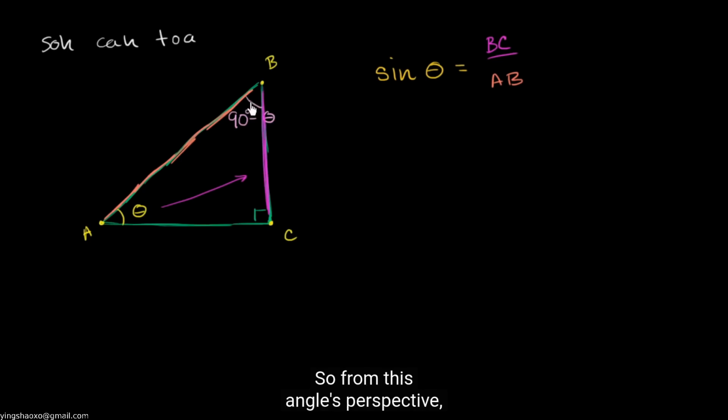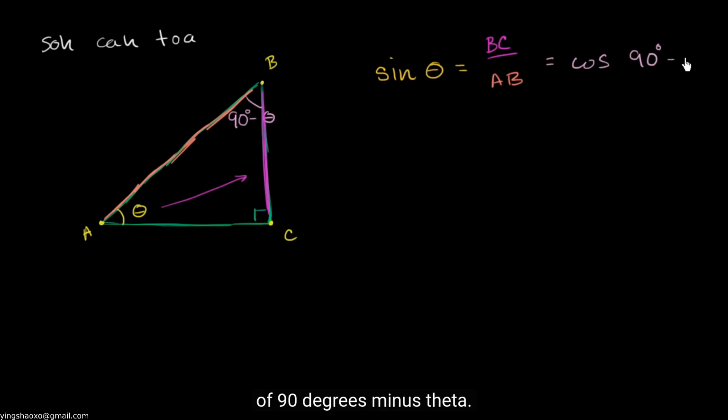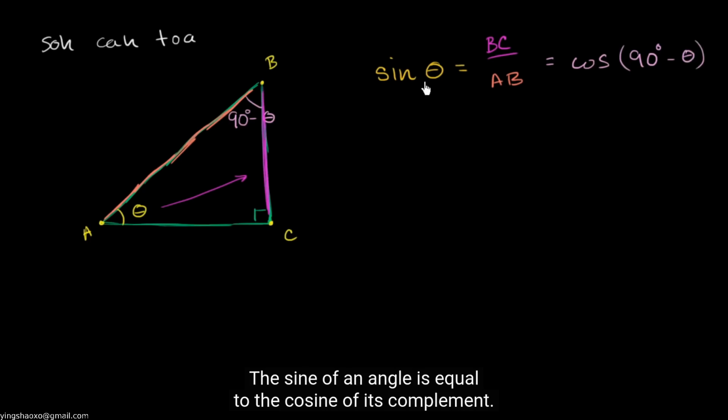So from this angle's perspective, taking the length of BC, which is its adjacent side, and the hypotenuse is still AB, this is adjacent over hypotenuse. Or another way of thinking about it, it's the cosine of this angle. So that's going to be equal to the cosine of 90 degrees minus theta. That's a pretty neat relationship. The sine of an angle is equal to the cosine of its complement.